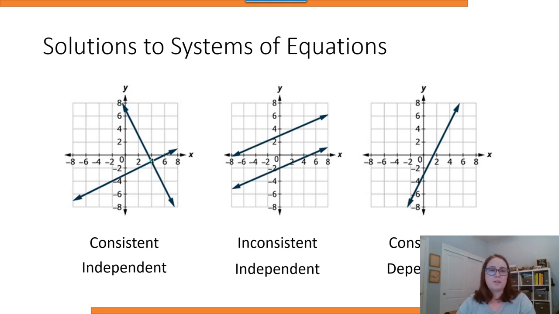So looking at these three scenarios again, the first one is consistent because it has a solution, and it's independent because the solutions are not all the same for both equations. The middle one is inconsistent because there's no solution, but it is independent. And the last one is consistent because there's a solution, but dependent because all the solutions are the same.